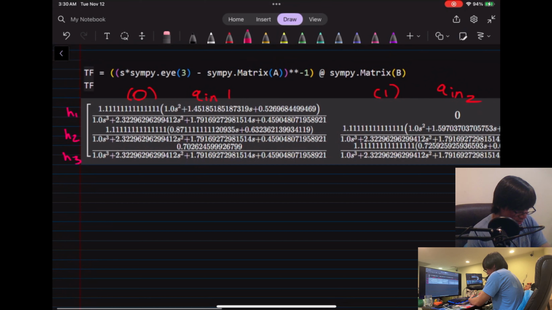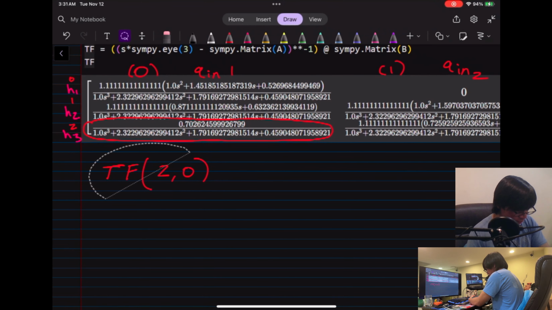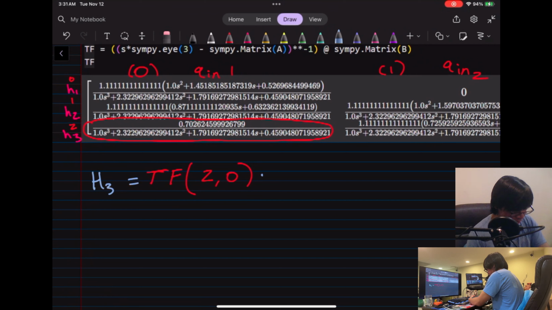So if we're interested in the response of height 3 with Q1 input, we have to index slice our transfer function. So we count from row to column. So 0, 1, 2, and then column 0. Hopefully that makes sense. So this is height 3 with respect to, or how it changes with, Q1. Essentially, I could just do something like this: our height of the 3rd tank transfer function, multiplied by the Laplace of our Q in.